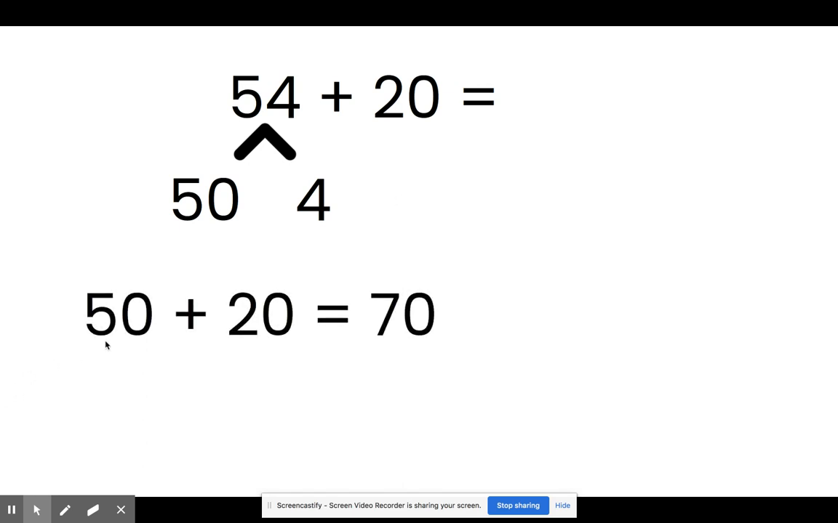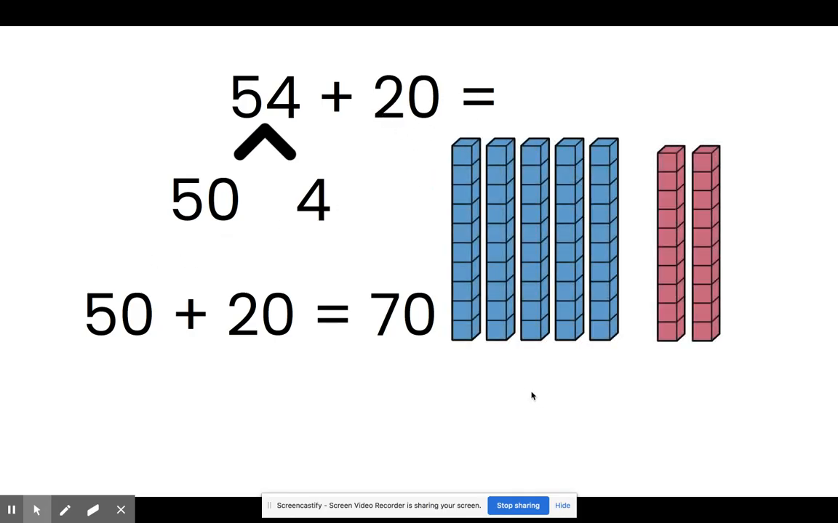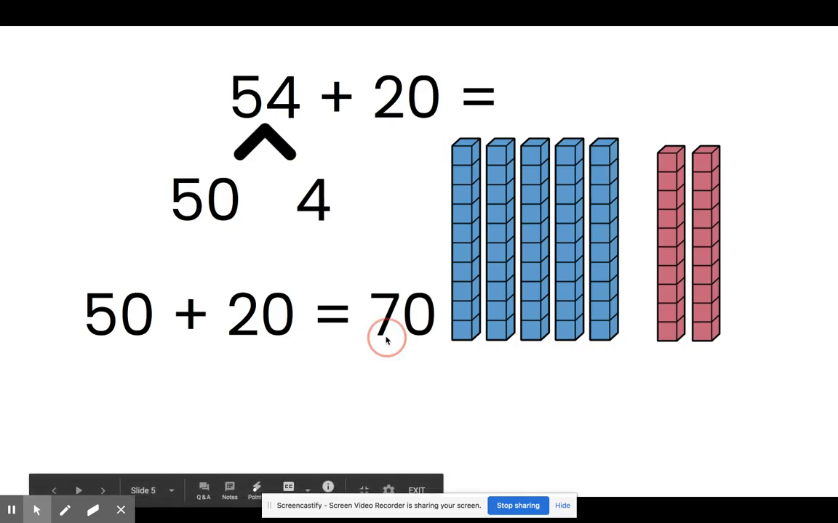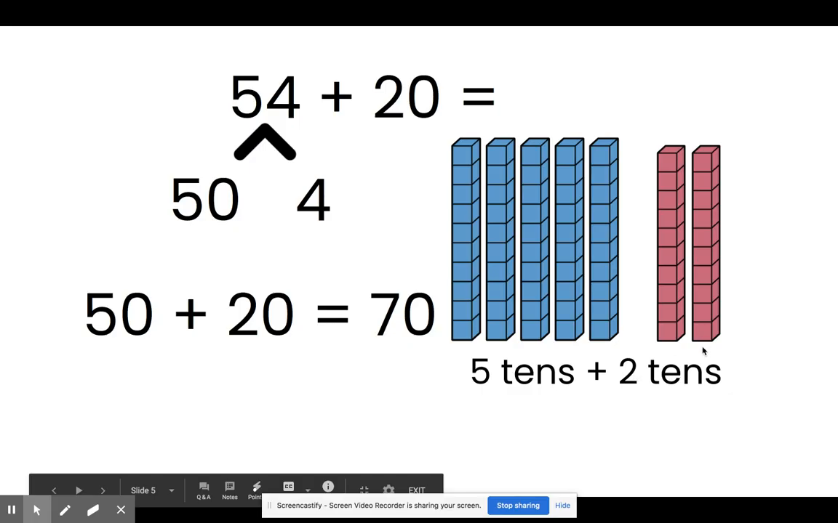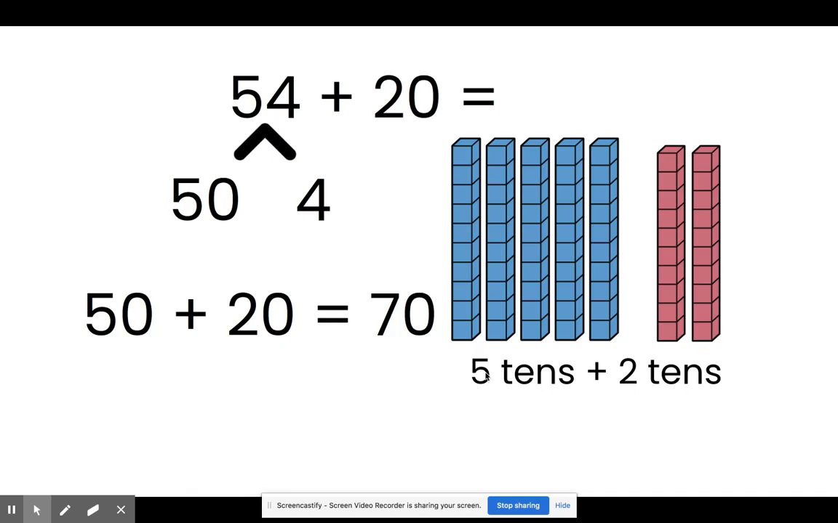So we're going to start by adding 50 plus 20, because this 50 is a group of 5 tens, and this 20 is a group of 2 tens. Here we have 50 in blue and 20 in pink. When we add all of those tens together, we get 7 tens, which is 70. So 5 tens plus 2 tens equals 7 tens, or 70. If you knew that 5 plus 2 equals 7, could you still do 50 plus 20? Yes, it's a pattern.